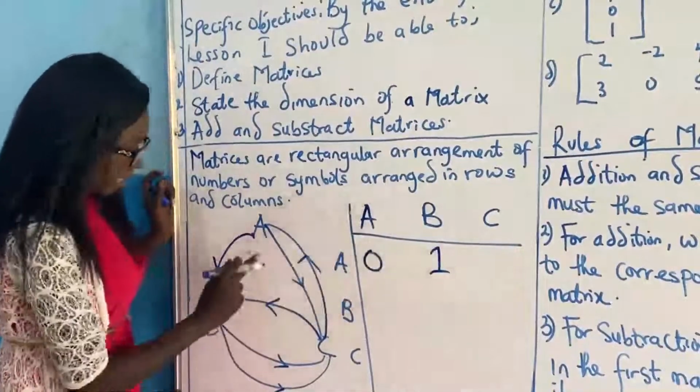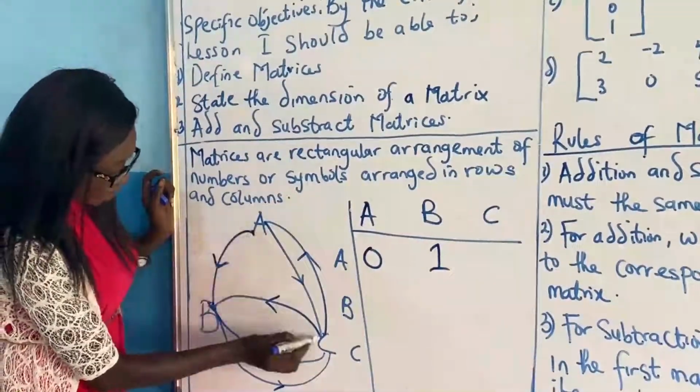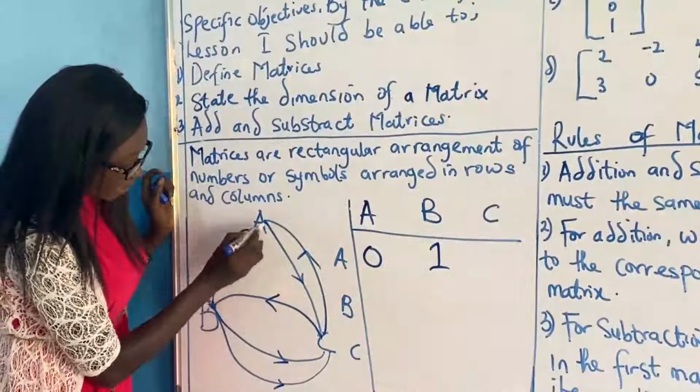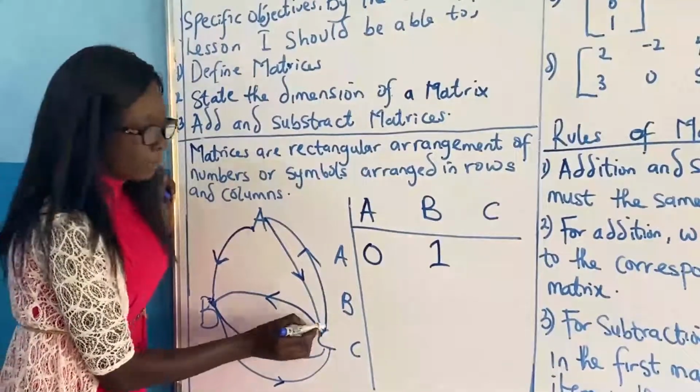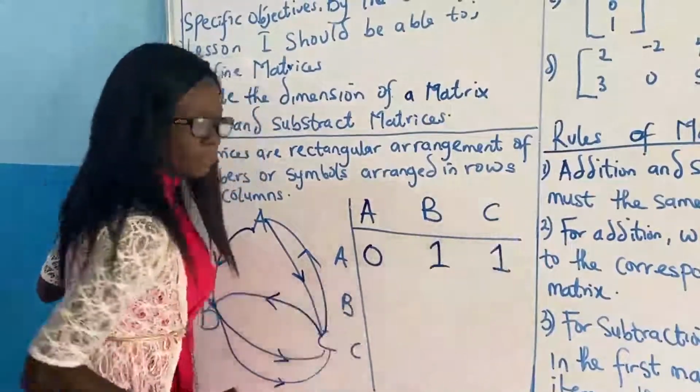A to C. You see, A to C, we have just one pass. This is A. The arrow is coming down to C. We have one pass. We come here and we put 1.